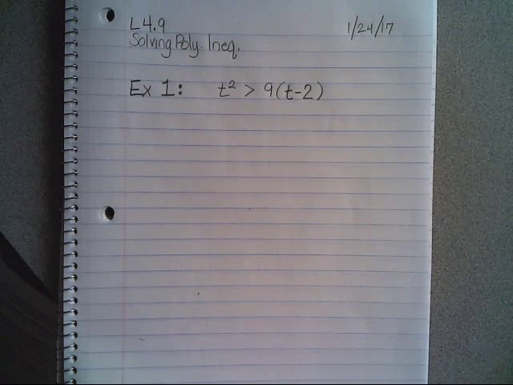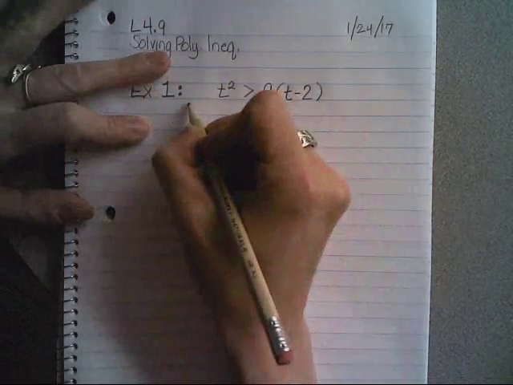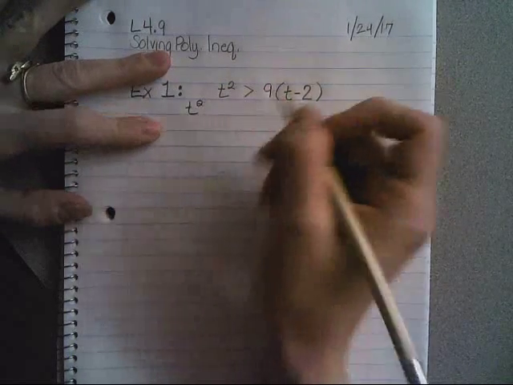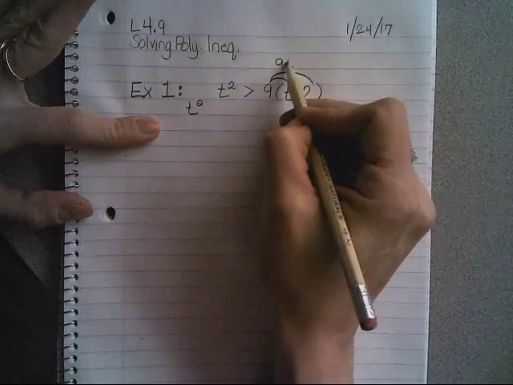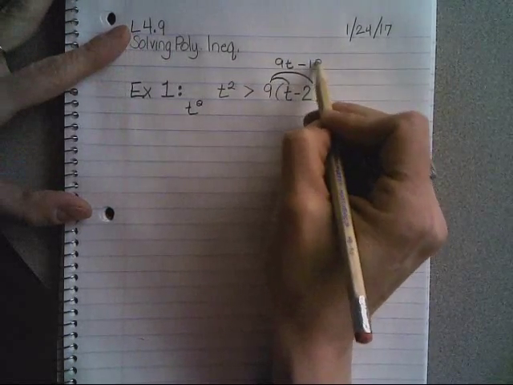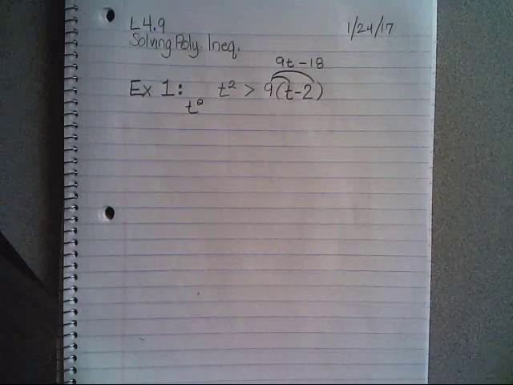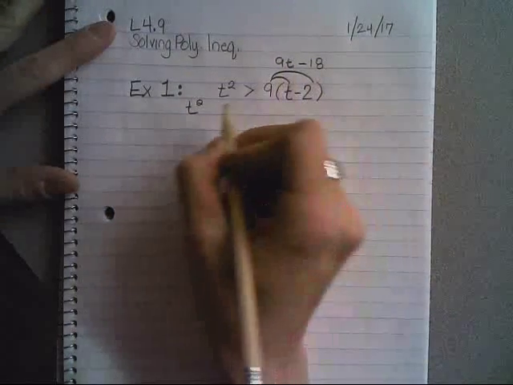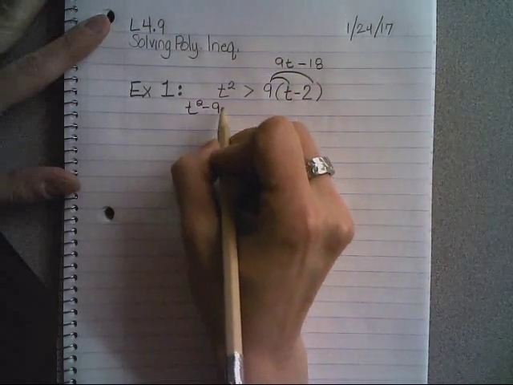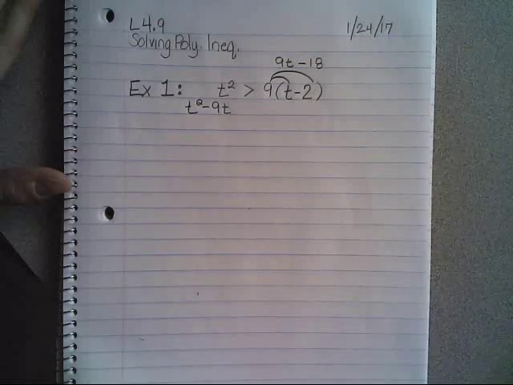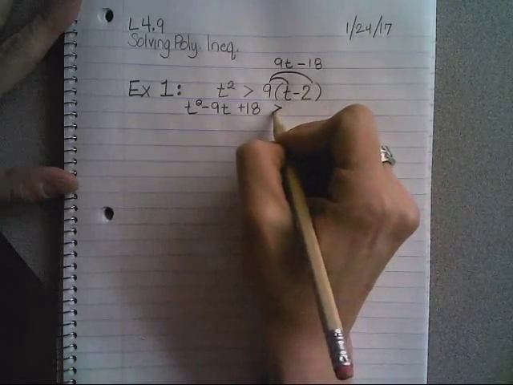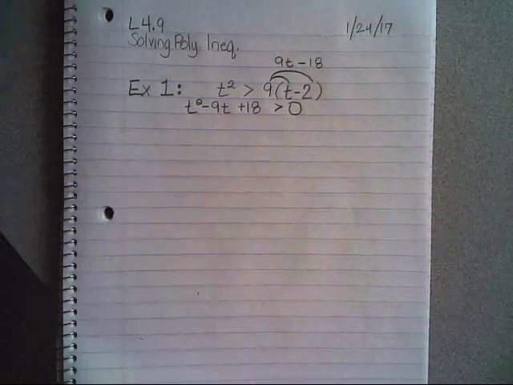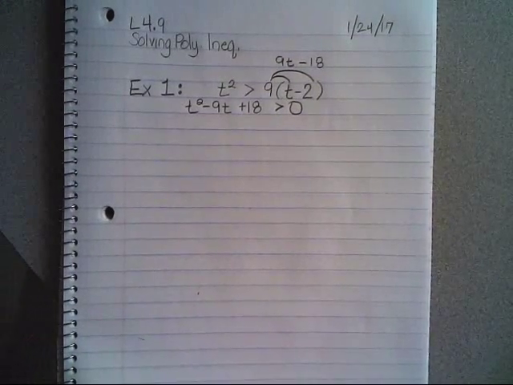Given that, we're going to zero it out. T squared, and I'm just going to do this right here. This is 9t, and this is negative 18, right? You guys okay with that? Well, I'm going to bring my 9t over and bring my 18 over, which means this entire thing is greater than 0. I have zeroed it out.